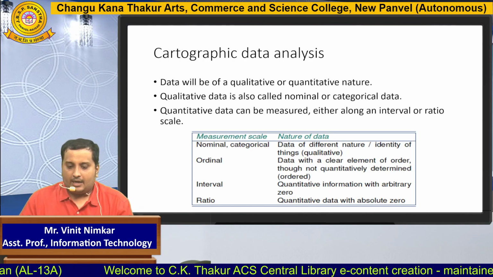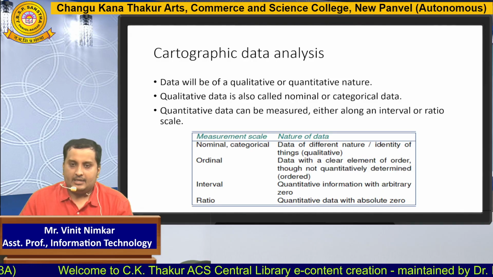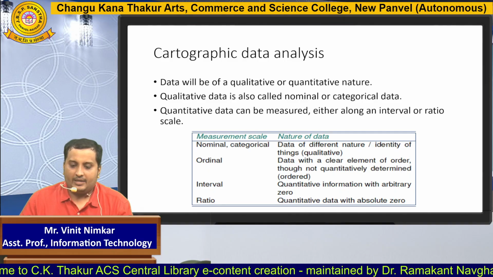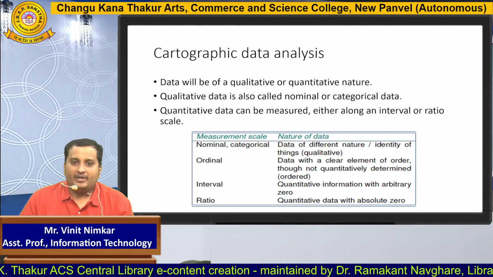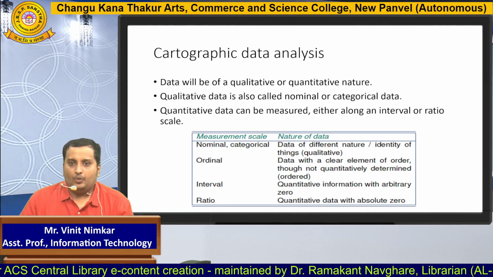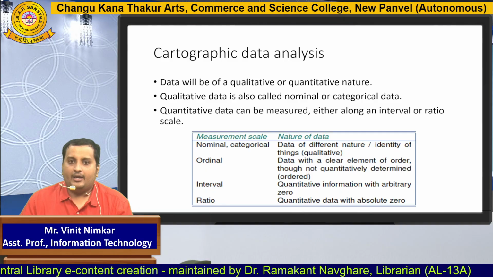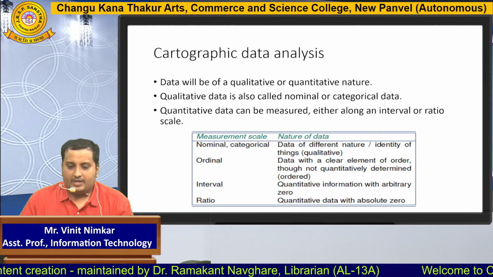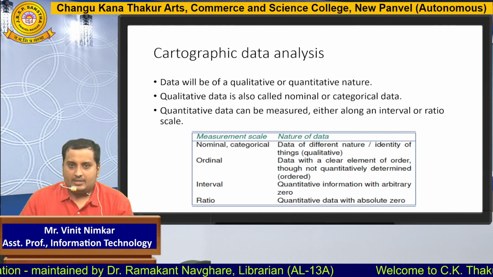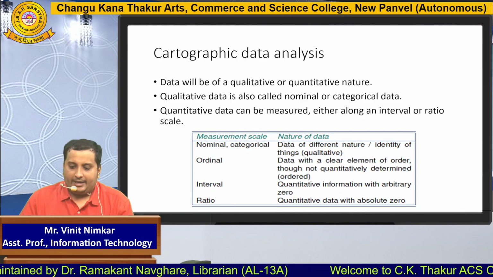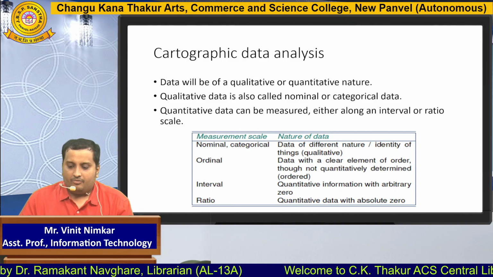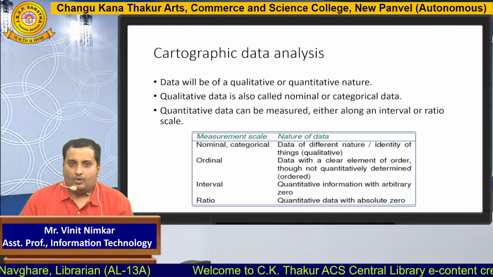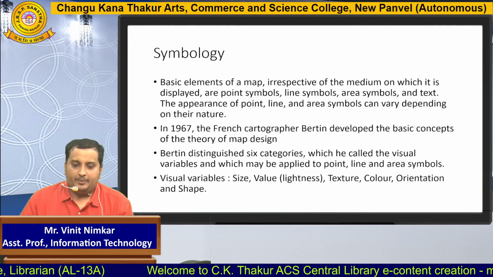Now in the cartographer's data analysis, there are different kinds of scales and nature of data. First one is nominal and categorical data. Nominal data means it contains only names about a particular geographic object. Ordinal, the data is always in some form of an order. Interval, it will be information which might have an arbitrary zero value. Ratio, that is quantitative data that can be represented.